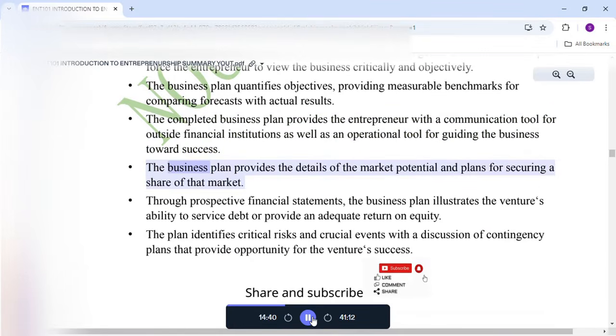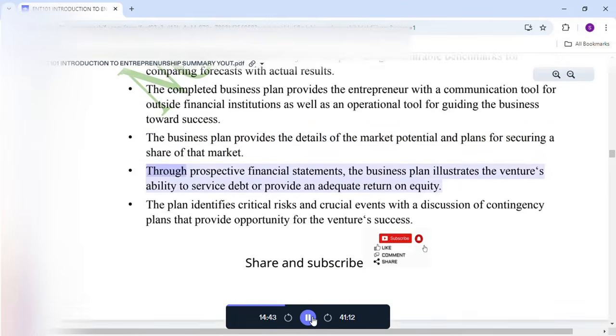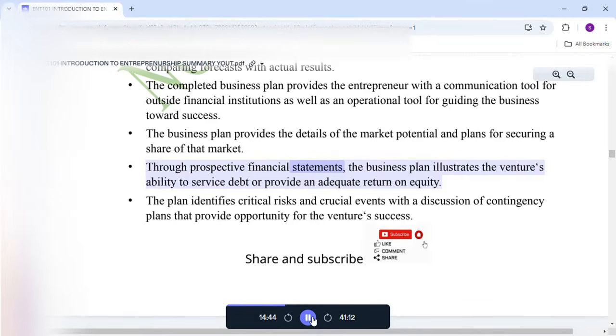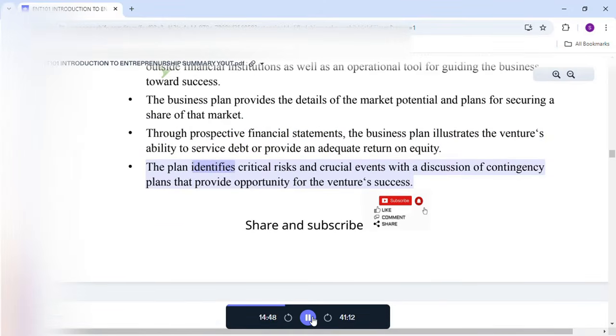The business plan provides the details of the market potential and plans for securing a share of that market. Through prospective financial statements, the business plan illustrates the venture's ability to service debt or provide an adequate return on equity. The plan identifies critical risks and crucial events with a discussion of contingency plans that provide opportunity for the venture's success.